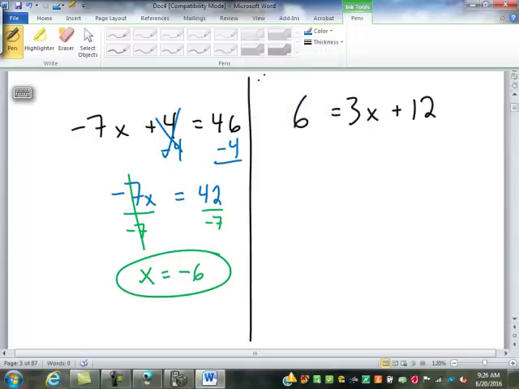So tell me what to do on this one. Perfect. We subtract the 12. How do we know that we're going to subtract 12? Well, let's go back and review that a little bit.